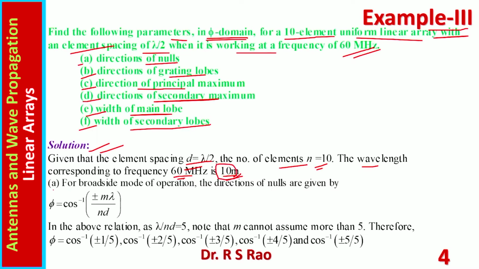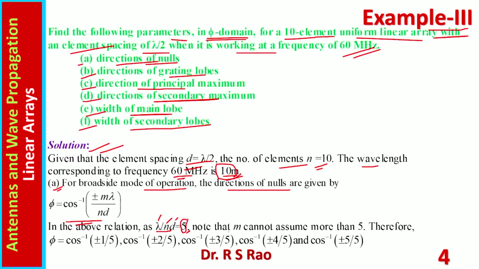Now, A part of the problem. Here we are going to determine directions of nulls. The broadside mode of operation is in force. The directions of nulls are given by this formula. Phi is equal to cos inverse of plus or minus m lambda over nd. In this relation, lambda by nd is 5. Lambda is known to us, N is given, d is available. So, lambda by nd can be found. In this case, it is 5.